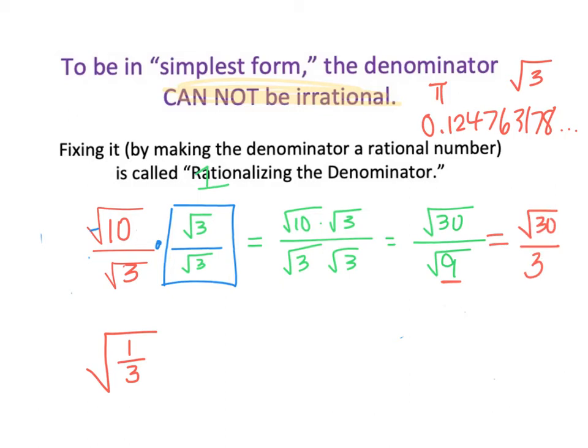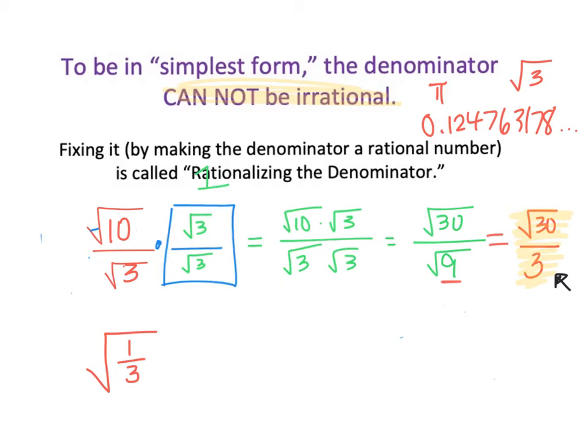The square root of 30, there are no perfect squares that go into that. So this would be my final answer. And now this answer is okay because on the bottom of my fraction, I have 3, which is a rational number. So again, that's okay.